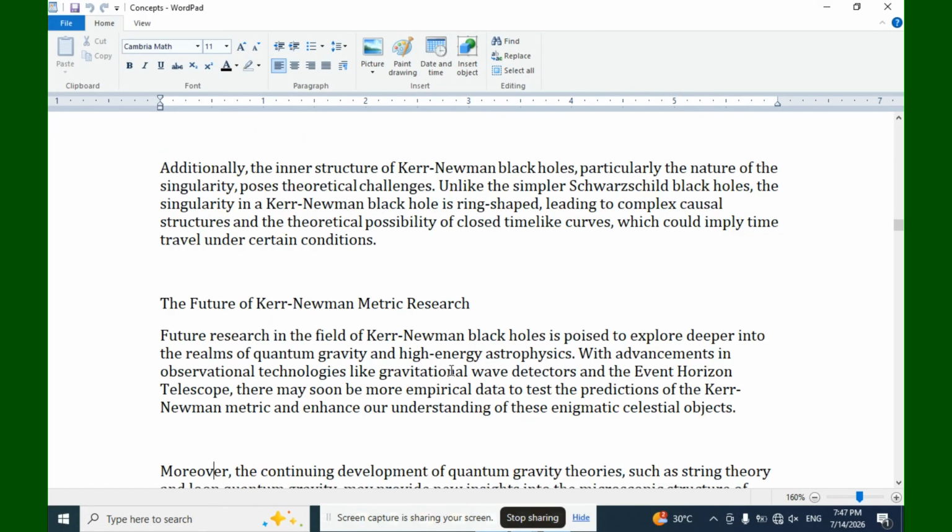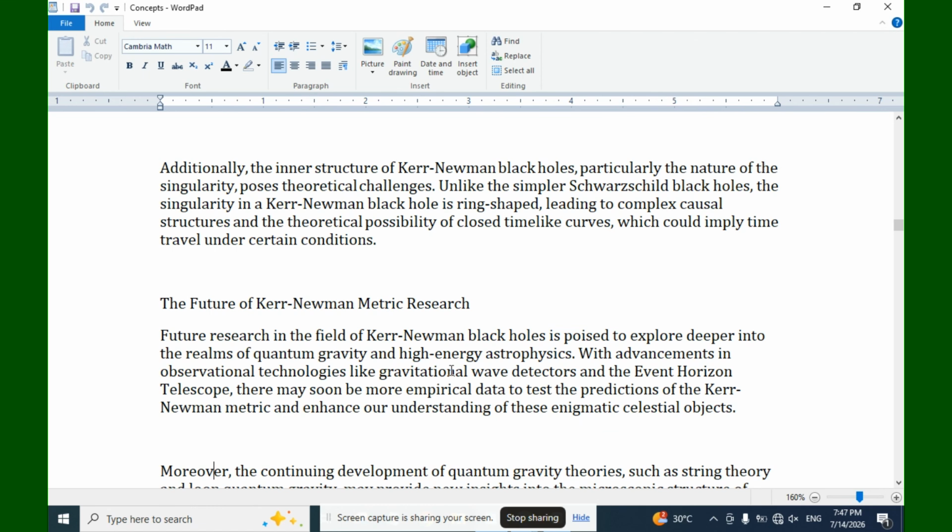Additionally, the inner structure of Kerr-Newman black holes, particularly the nature of the singularity, poses a theoretical challenge. Unlike the simpler Schwarzschild black holes, the singularity in a Kerr-Newman black hole is ring-shaped, leading to complex causal structures and the theoretical possibility of closed time-like curves, which could imply time travel under certain conditions.